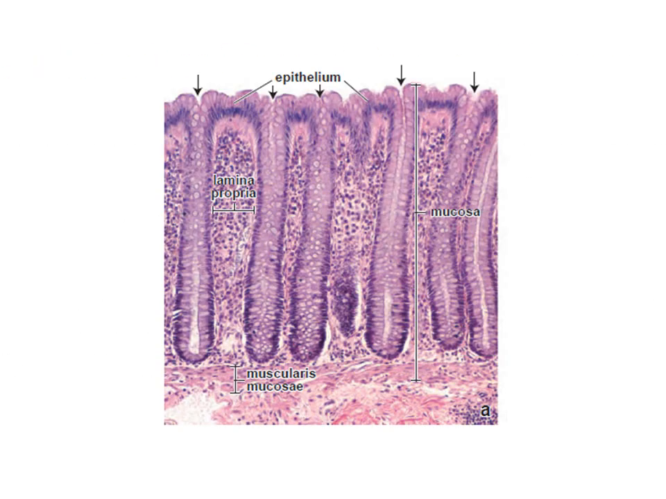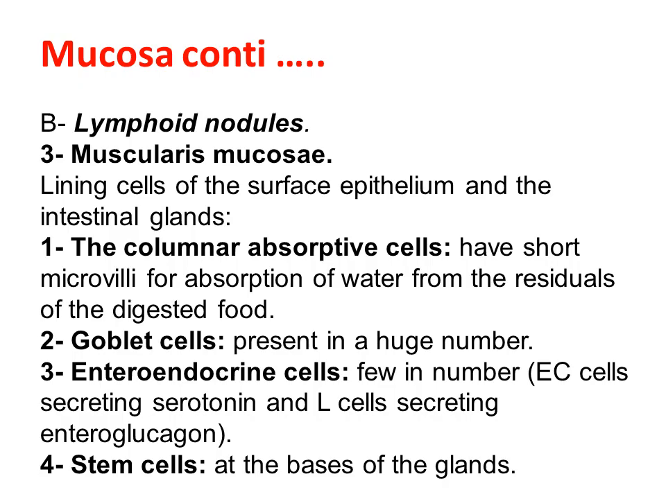You can see here the epithelium and the lumen of the large intestine. You can see the epithelium over there, and the lamina propria, and this is the mucosa, and after that is the muscularis mucosa beneath them. This is the mucosa of the large intestine, and the lymphoid nodules above the muscularis mucosa, the lining cells of the surface epithelium and intestinal glands. This is the muscularis mucosa.